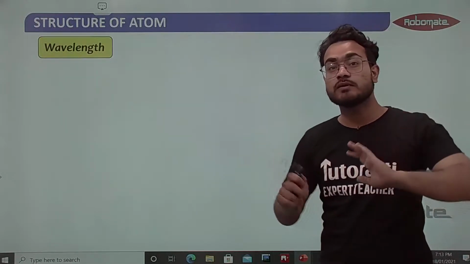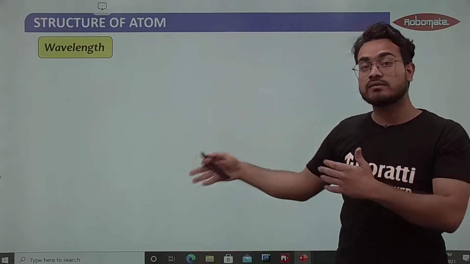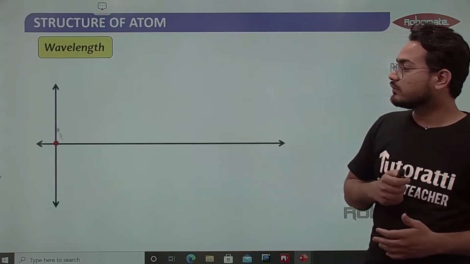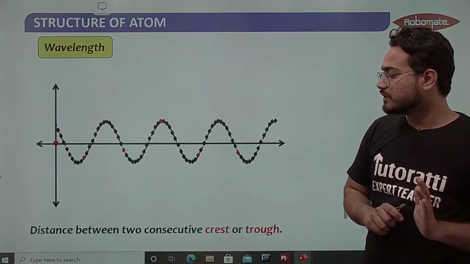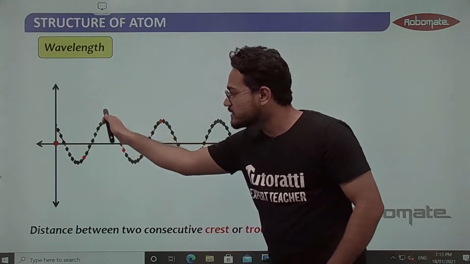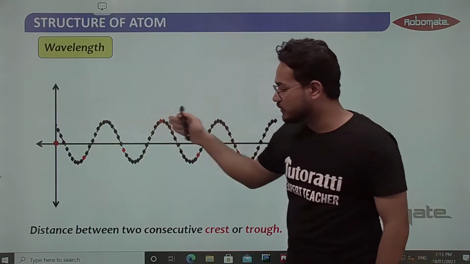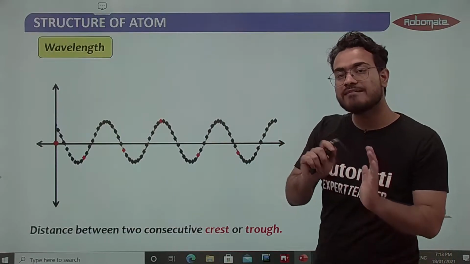What is this wavelength? You must have seen it in the earlier slide. What is wavelength? Here, the distance between two crests or two troughs. This is one crest, this is another crest. The distance between those, two consecutive crests, will be called wavelength.